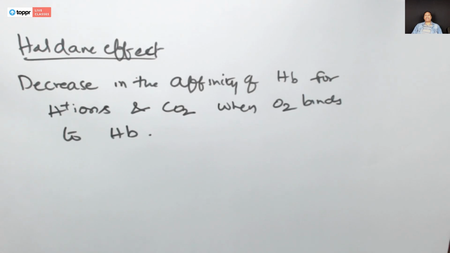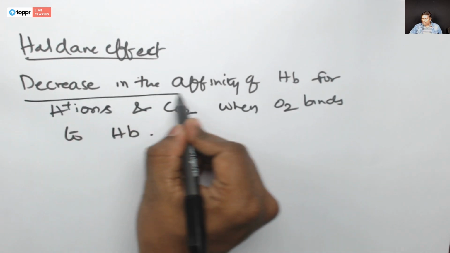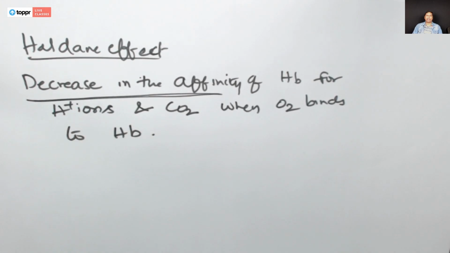Okay, so when you have enough oxygen, oxygen will bind to the hemoglobin. When there is oxygen, the conformation of hemoglobin will not change, so it will not bind to the protons. When the oxygen is around, the affinity of the hemoglobin for H plus ions and carbon dioxide will be low, and this decreased affinity is what we call the Haldane effect.